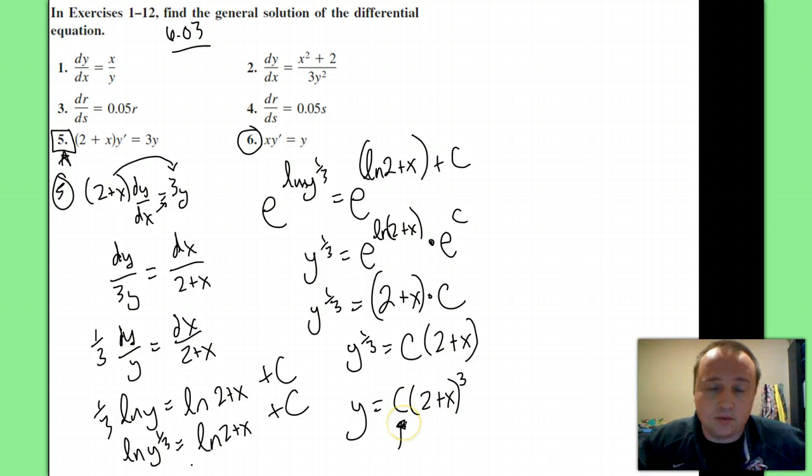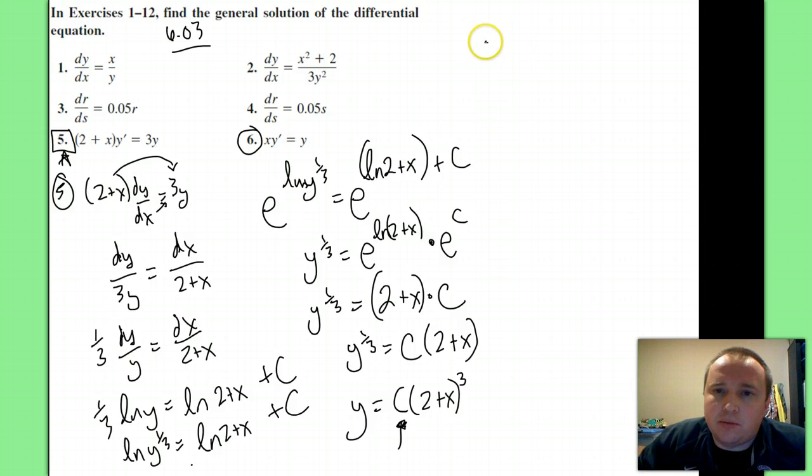People are upset usually. I get calls all the time saying, but I cubed c. You did. So remember, though, c represents all constants, and so if I cube all constants, I just have more constants. So you just leave it as c. If that's wrong, please send me an email.